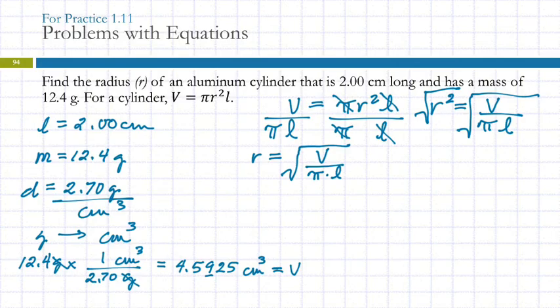So now I have everything I need to put into my equation. The radius equals the square root of the volume, 4.59. I'm going to underline that 9 to remind myself this number has 3 sig figs. 25 cubic centimeters divided by pi. There's a pi button on your calculator. Don't round that to 3.14. There's a whole bunch of other digits, and your calculator will do plenty of them. Just use the pi button. And then the length, 2.00 centimeters.